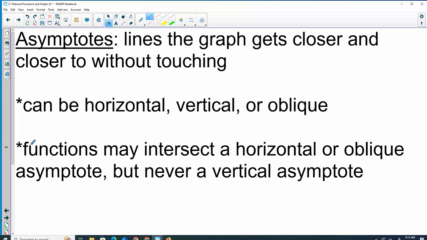But just a couple things, you might want to jot this down. Make sure you know the 3 types: horizontal, vertical, and oblique. We are getting close to, but not touching them. It is possible, we will see some scenarios where a graph might go through a horizontal and an oblique asymptote, but it will never cross a vertical asymptote. So those are just a few properties of these asymptotes we will be using next week.